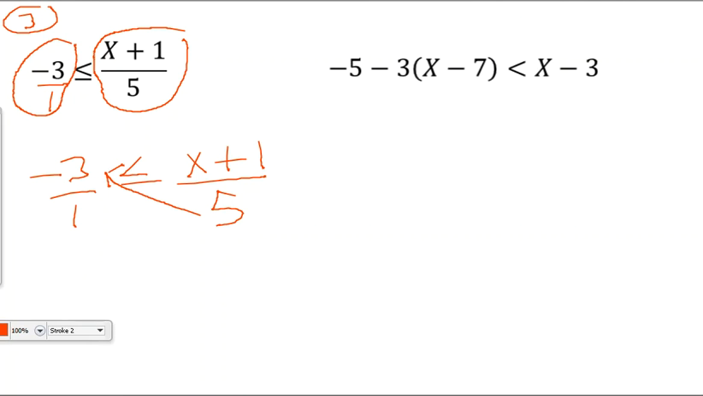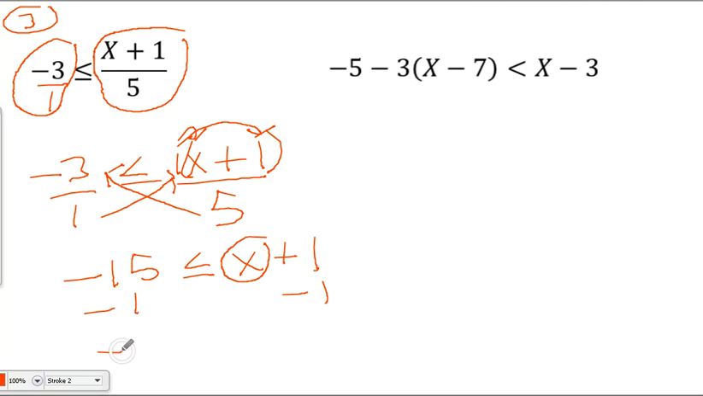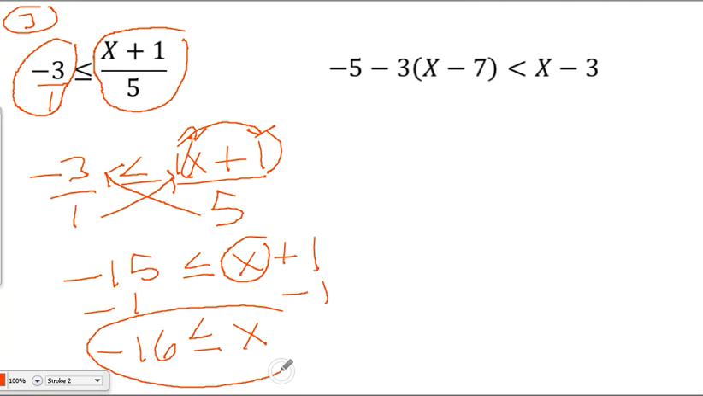So 5 times negative 3 is negative 15. And then this is going to be 1 times x plus 1. So when we distribute, 1 times x is x. 1 times 1 is 1. Okay? Now from there, we just have to get this x by itself by getting rid of the plus 1. We're going to do a minus 1 on both sides. So negative 16 is less than or equal to x. Or we could say x is greater than or equal to negative 16. Okay, those are both the same.